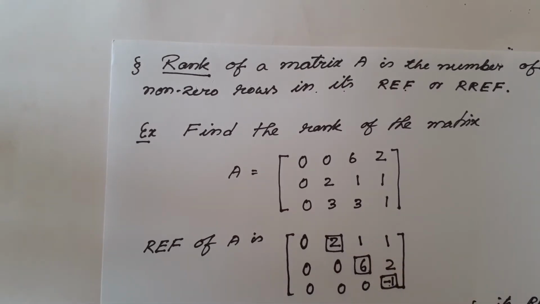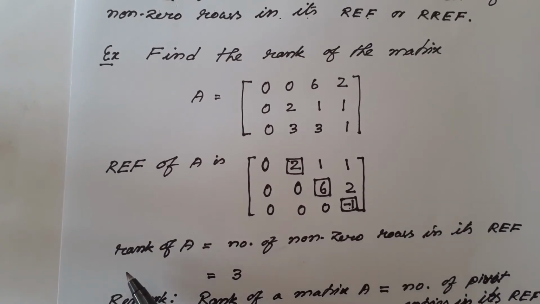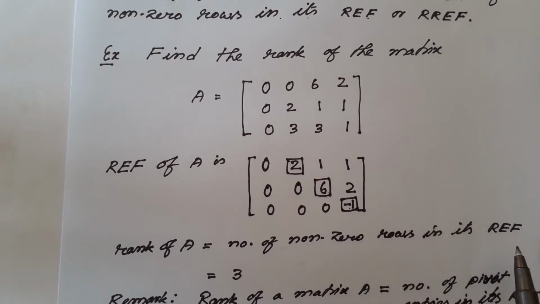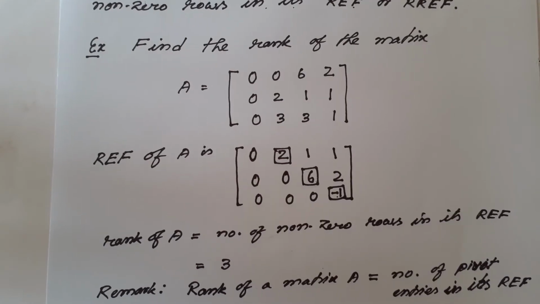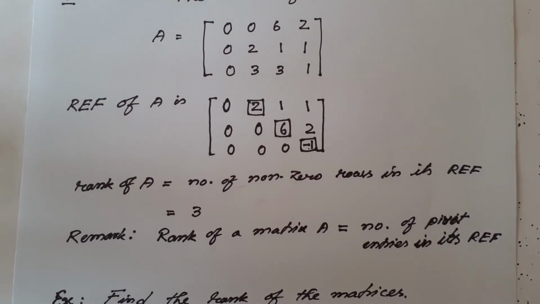So rank of A is equal to number of non-zero rows in its row echelon form, and that is equal to 3. Now we write down the answer like this. Rank of A is equal to number of non-zero rows in its row echelon form, and that is equal to 3. Now we add one quick remark here, because we can also have an alternative definition for rank.